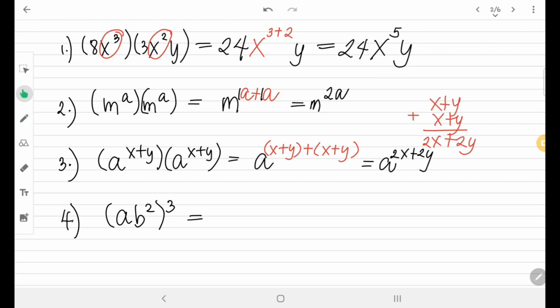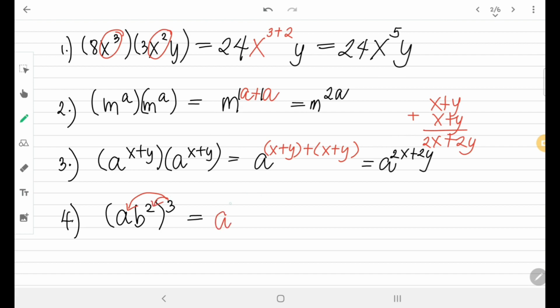Next, number 4 is the power rule. How did I know it is the power rule? Because it is in parentheses and it was raised again to another exponent. This one has no exponent outside and is separated by parentheses from another parenthesis. So the operation is multiplication. In this case, you multiply, you distribute. So you multiply this by its exponent, and you also multiply this by its exponent. So what will happen there, let's see.